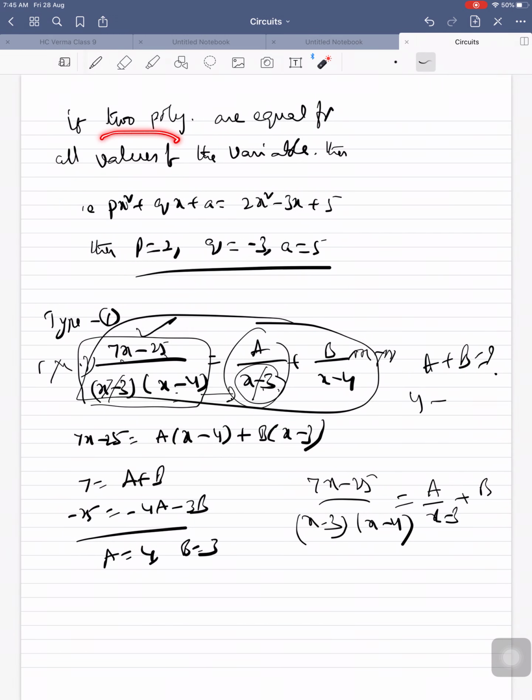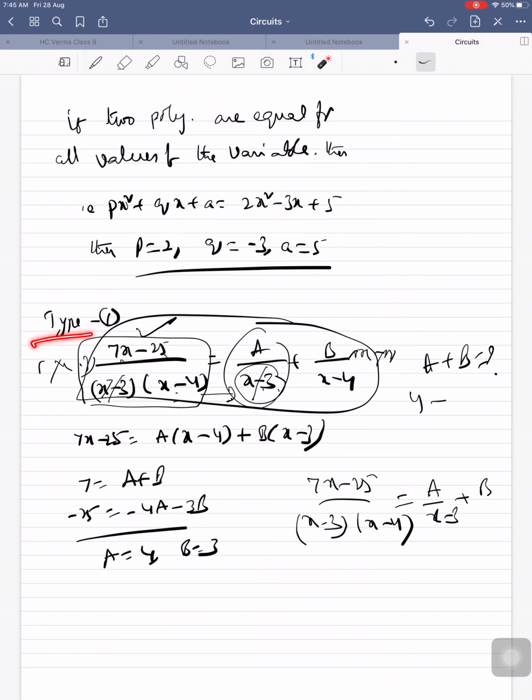Whenever two polynomials are equal, all the values of the variables are equal. That is, px square plus qx plus a is equal to 2x square minus 3x plus 5. In this case, the x square coefficient is p here, and here the x square coefficient is 2. If the left side LHS is equal to the RHS, then the x square coefficients must be equal, the x coefficients must be equal, and the constants must be equal. Then only you can say that these two polynomials are equal.